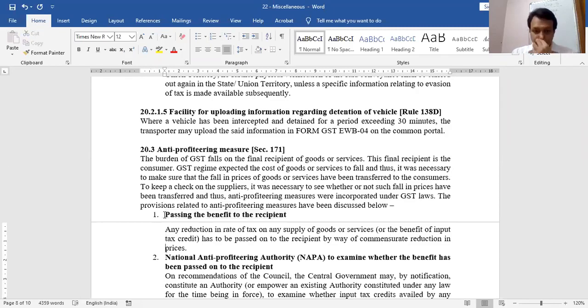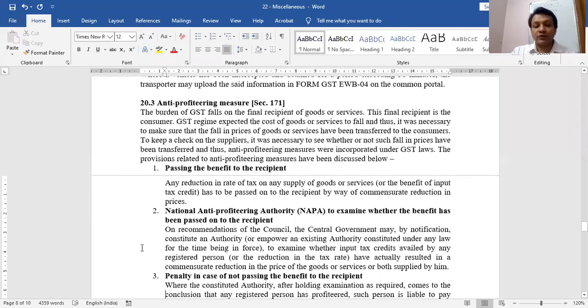Second, there will be an authority, NAPA, the National Anti-Profiteering Authority. It will examine whether the benefit has actually been passed on or not. The government was authorized that through notification they can either empower any existing authority, or form a new authority which will examine whether the producer has actually passed on the benefit to the consumer or not.